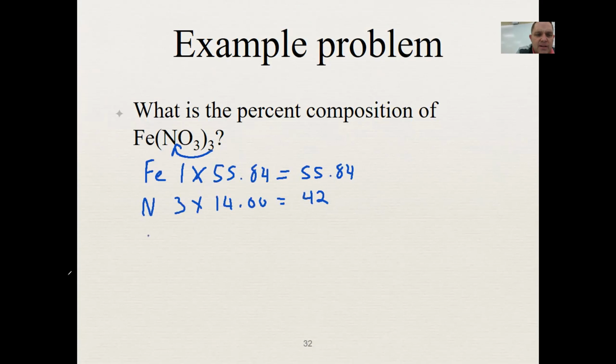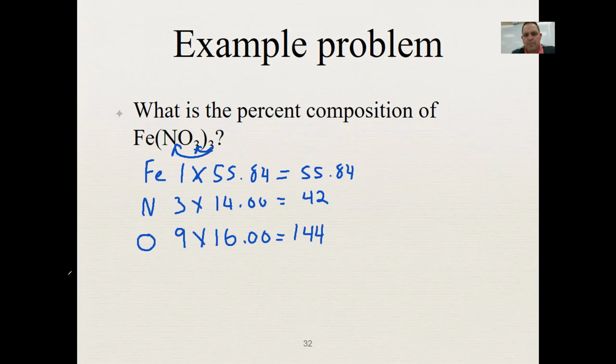And the last element in there is oxygen. Now this is where I think we really get confused. We don't add these, this is multiplying. So 3 times 3 is 9. And the molar mass of oxygen is 16. So 9 times 16 gives me 144.